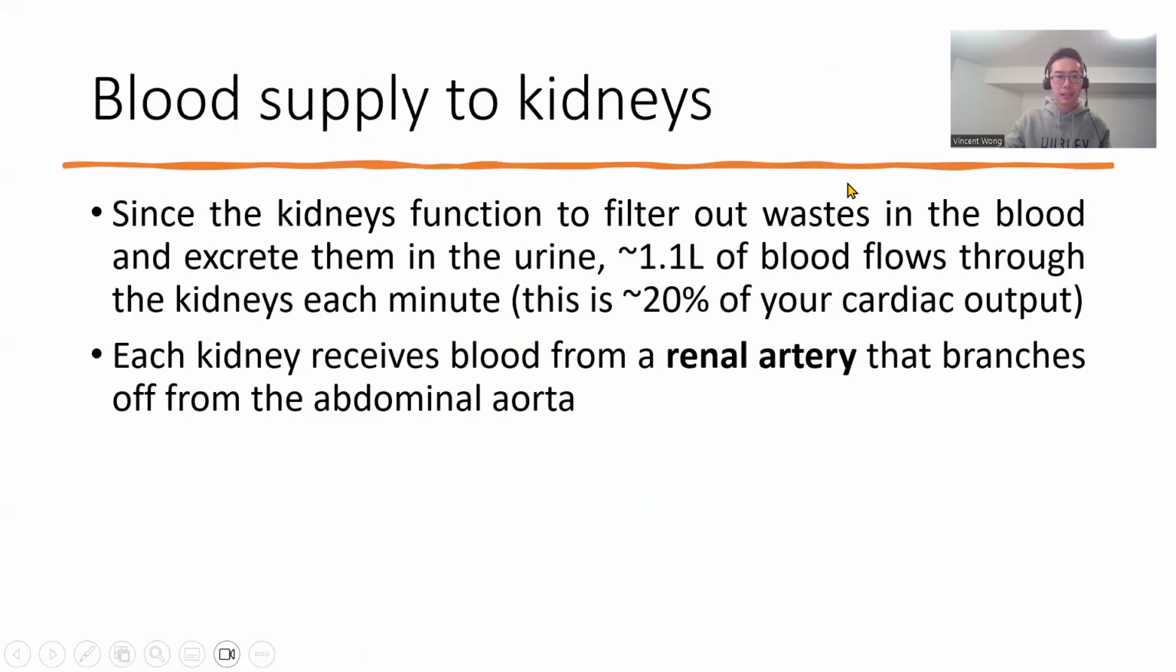Let's go back to here. Blood supply to the kidney. So the kidney's main job is basically to filter out waste from the blood, and then you're going to excrete it into the urine, right? Approximately 1.1 liters of blood flows through the kidneys every minute. That is 20% of your cardiac output. Of all the blood that gets pumped out from the heart, 20% is dedicated to going to the kidneys, where you're going to filter it. And as you know, the kidney receives blood from the renal artery, which branches off from the abdominal aorta.